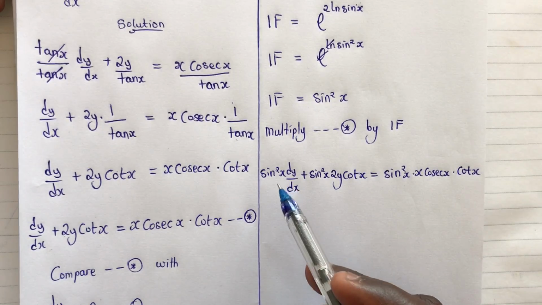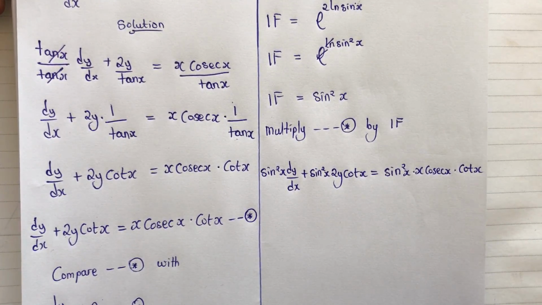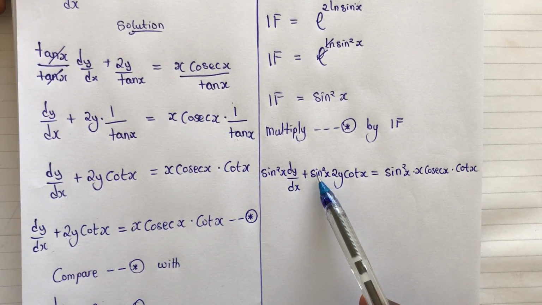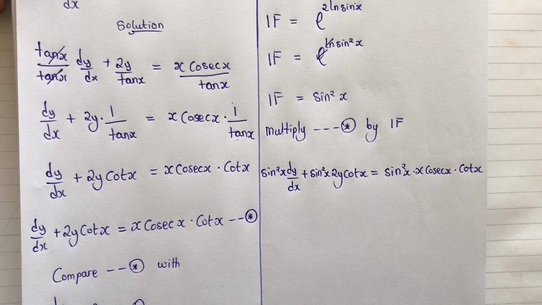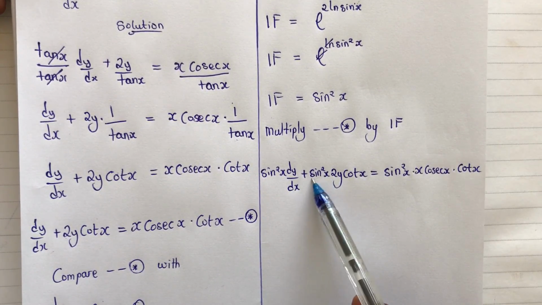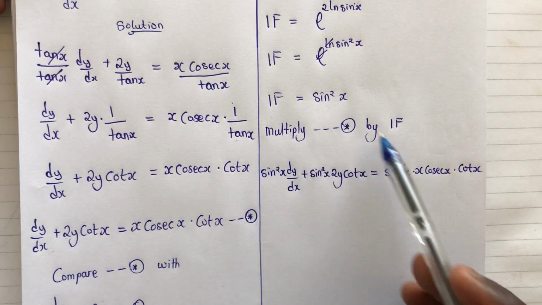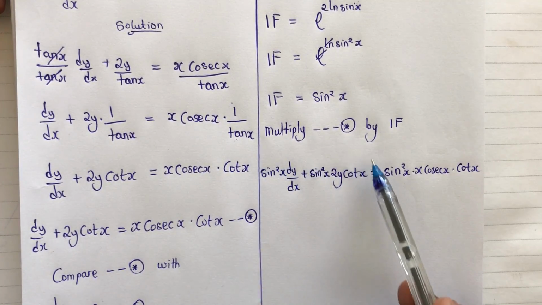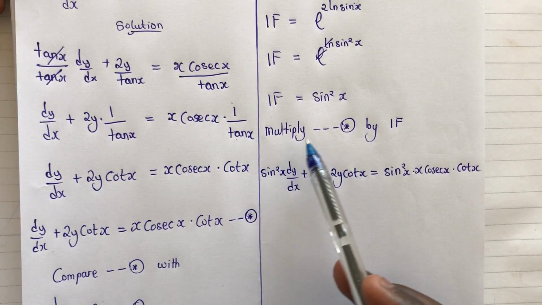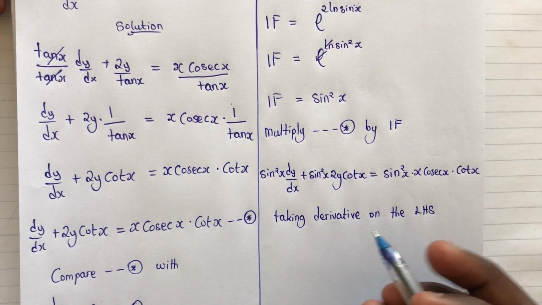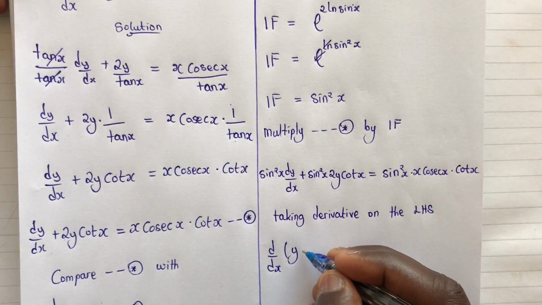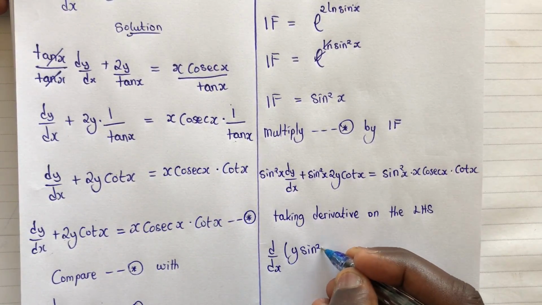Okay, so once you are done multiplying through, your next step is to consider the left hand side of the equation and take the derivative of the integrating factor and the variable y. Remember that in the introduction, we learned that the derivative of the integrating factor and the variable y would generate the left hand side of the equation. So when we differentiate sine squared x and y, we will get back the left hand side of the equation. So taking the derivative on the left hand side, we have d dx of what? The function y sine squared x.